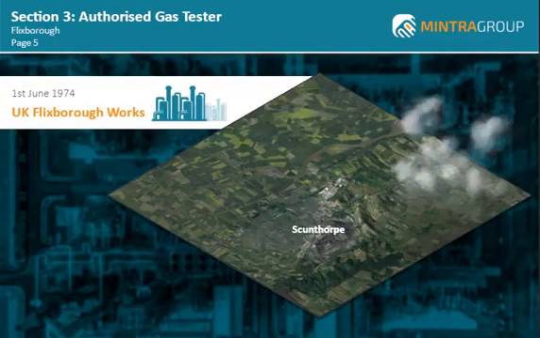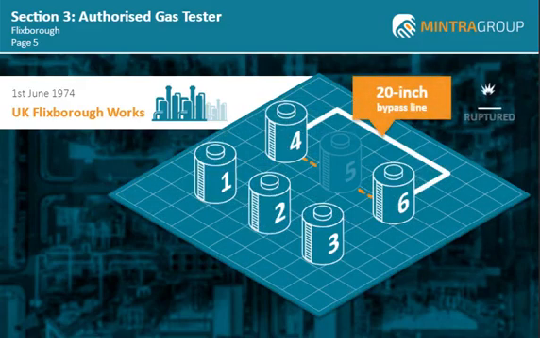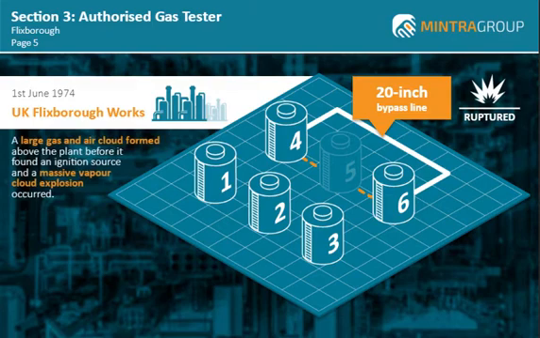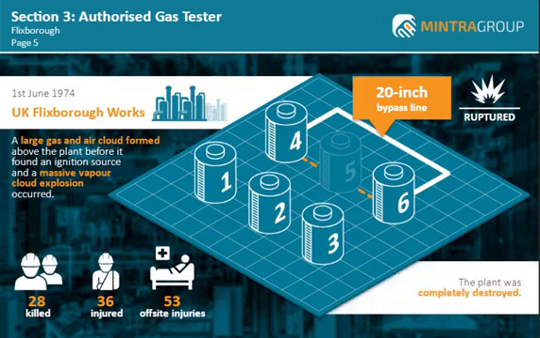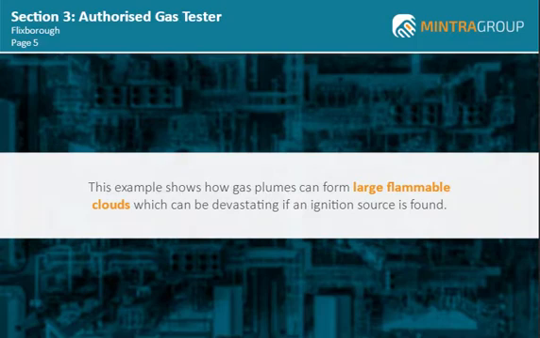On the 1st of June 1974, at the UK Flixborough Works, a 20-inch bypass line ruptured, and a large gas and air cloud formed above the plant before it found an ignition source, and a massive vapor cloud explosion occurred. 28 workers were killed, and a further 36 suffered injuries. A further 53 injuries were reported off-site. The plant was completely destroyed, with distillation columns collapsed and structural steelwork bent and twisted. This example shows how gas plumes can form large flammable clouds, which can be devastating if an ignition source is found.